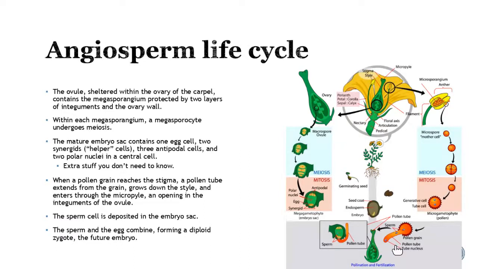Now, what's going to happen is the pollen grain is going to reach the stigma. And then a pollen tube is going to extend down the style and into the micropyle, an opening that goes into right here. On the next slide, I'll have a little bit closer detail. And then the sperm cell is going to be deposited in the embryo sac right here. And that's how we're going to get our future embryos.